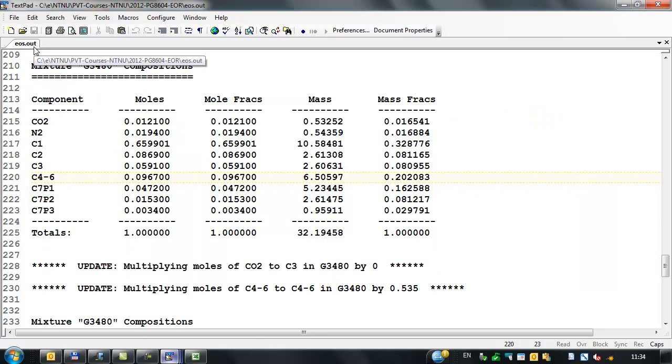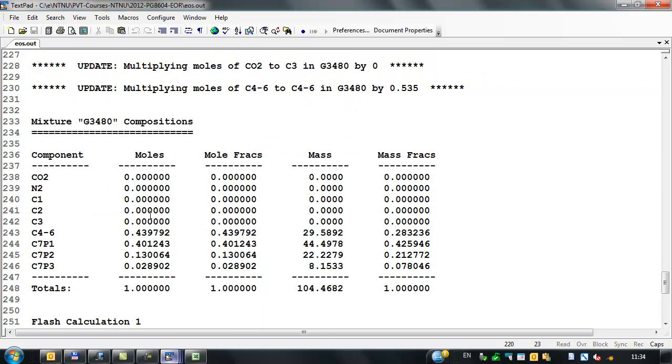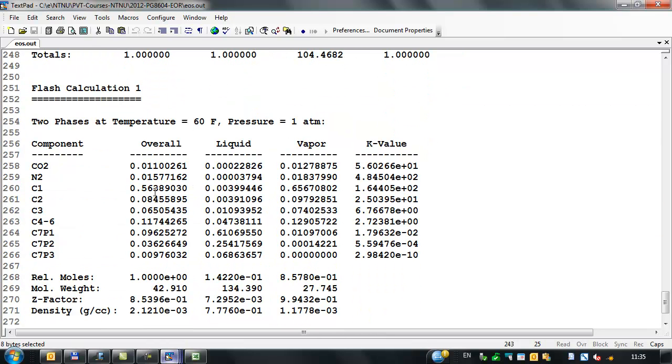there we go. There we go. Now we got our gas. Get rid of the CO2. Down through there, we got a little bit of the C4, C6 plus left. We do a flash calculation. Should be a liquid. That results.